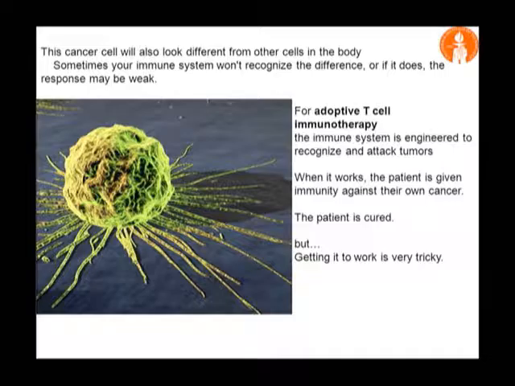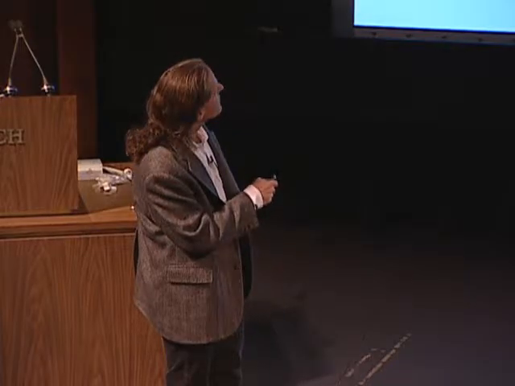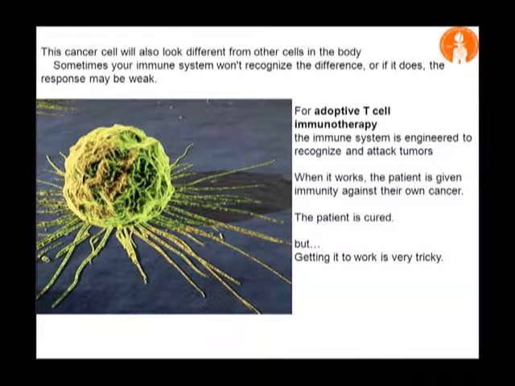So it's a slightly different beast. But nevertheless, there are molecular differences on these cells. And for adoptive T-cell immunotherapy, you actually engineer T-cells because the response is weak. You take them out of the body, genetically modify them so that they recognize specifically the tumor cells, and put them back in. And when it works, you've engineered their immunity. They're immune. It's the only thing I know of, except for early stage surgical resection of a tumor, that is a palliative cure. But getting it to work is incredibly tricky. And that's why it's still in the trials.